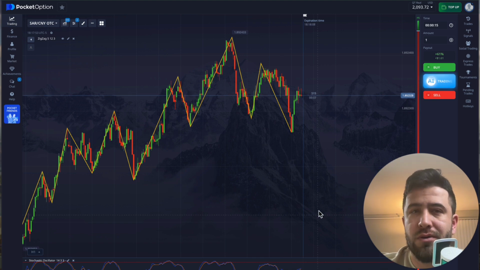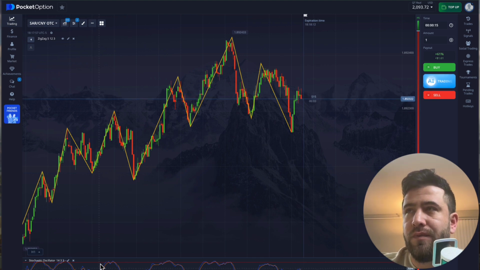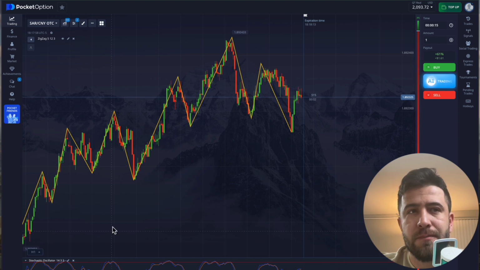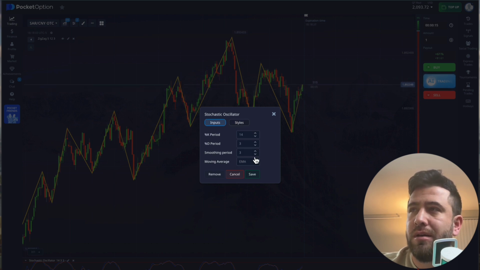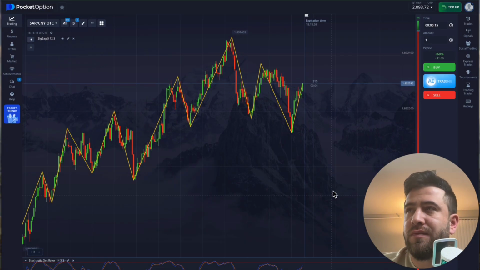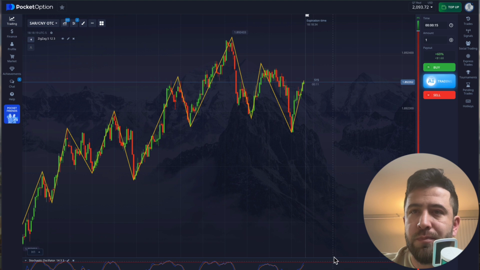So I use today the stochastic oscillator indicator with periods of 90 and 10. Here you can see 90 and 10, and the moving average is the EMA, to identify the overbought and oversold zones. Here is how it works. The overbought zone is above 90, which is the red line. We look for sell opportunities. For the oversold zone, below 10, we look for buy opportunities.